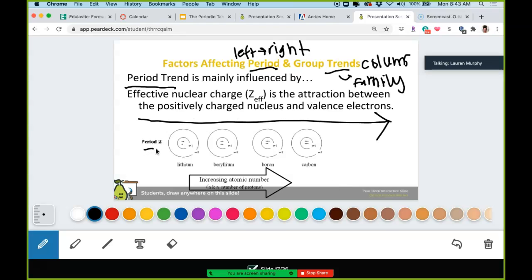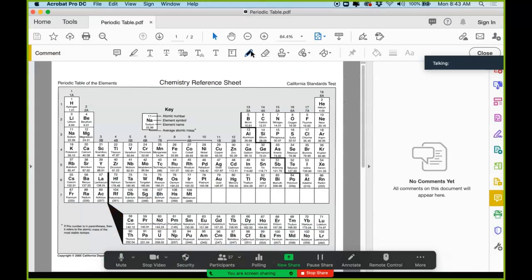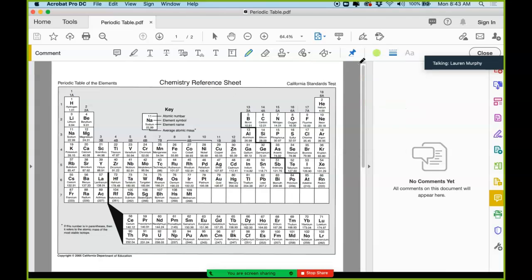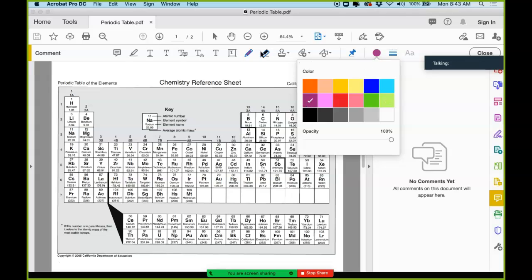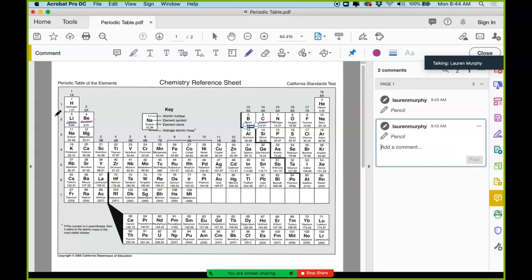So if you look at, in this example, this is period 2. So period 2, you have lithium, beryllium, boron, carbon. So you go to your periodic table. So lithium, beryllium, boron, carbon. These are all period 2 elements, okay? And we're going to go left to right, all right? And technically we'd go all the way across.